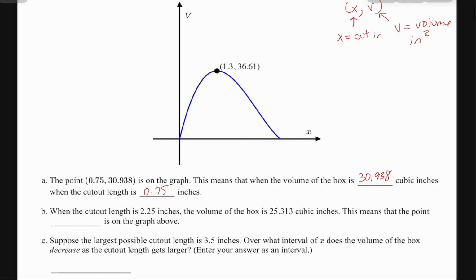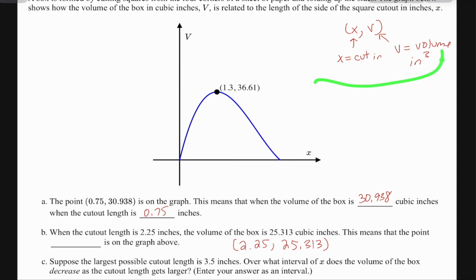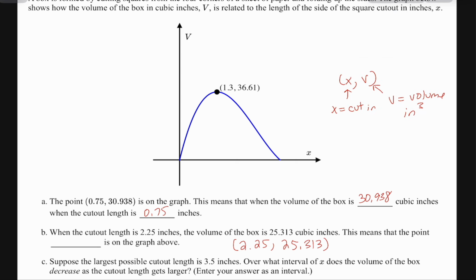Now in B, it says when the cutout length is 2.25 inches, the volume of the box is 25.313 inches. This means that the point is what on the graph? Now remember, the inches is our X value, the volume is our Y value. So taking a moment to write this down at the start is really helpful, okay? It really helps us relay what's happening. So that is what they want for B.